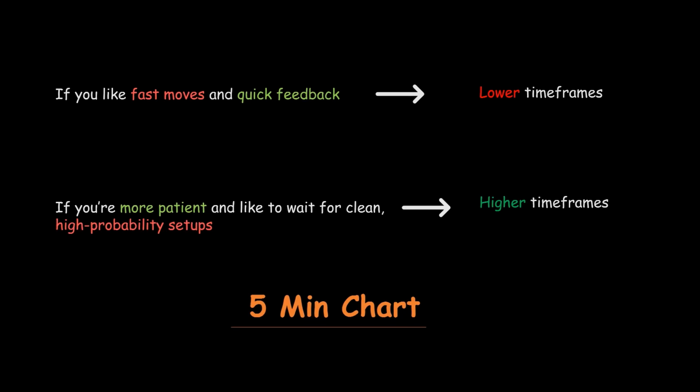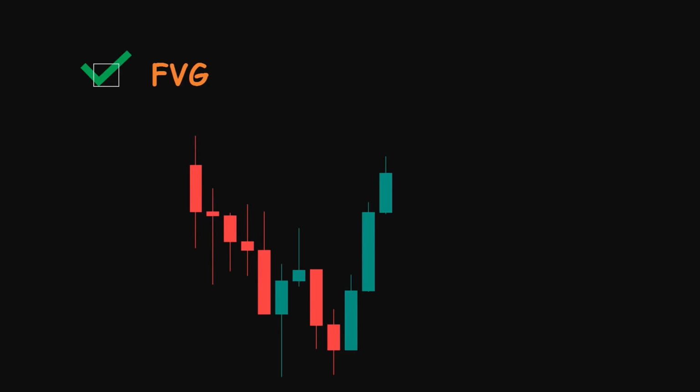Alright, now let's dive into the core ideas behind entry models. Quick tip before we start: don't try to swallow every concept at once. That's one of the biggest mistakes I see. Pick one idea, master it, then move to the next. First up, the fair value gap, or FVG. I made a full deep dive on this. I'll pin a link in the top right if you want a visual walkthrough.